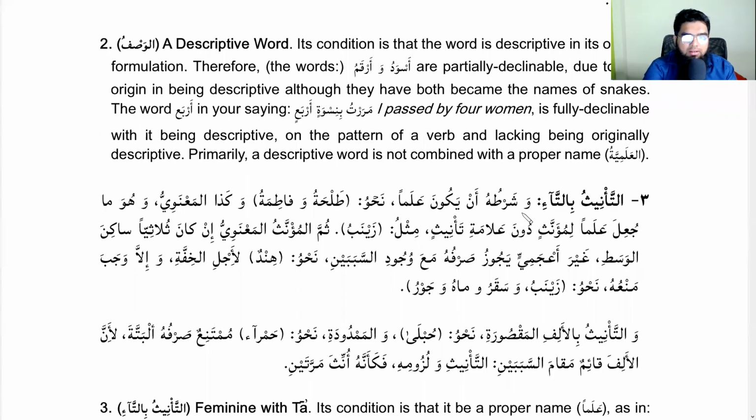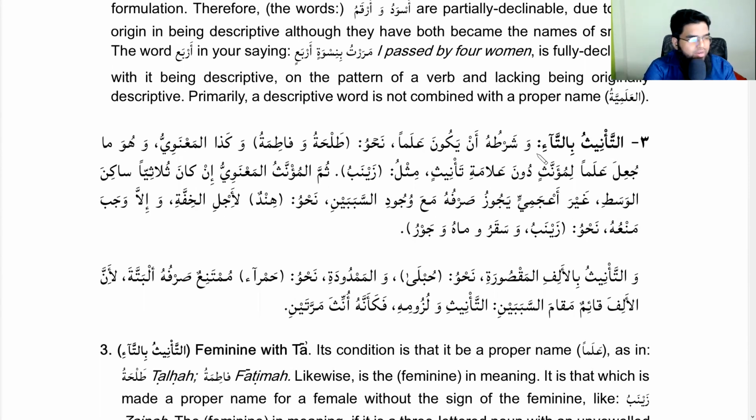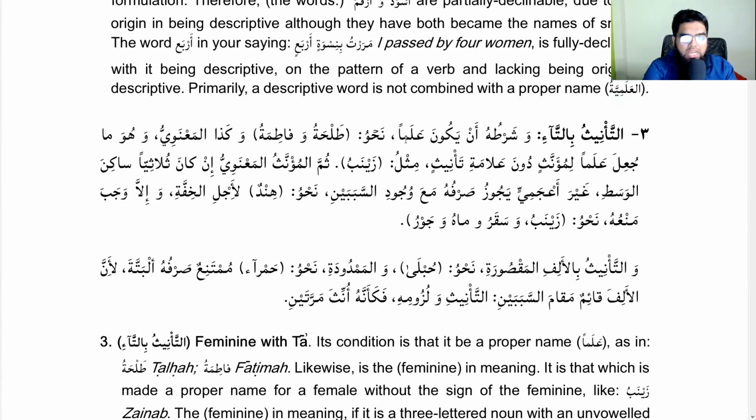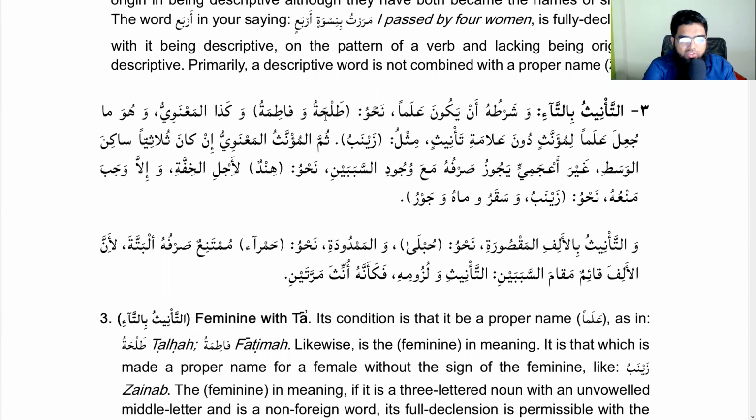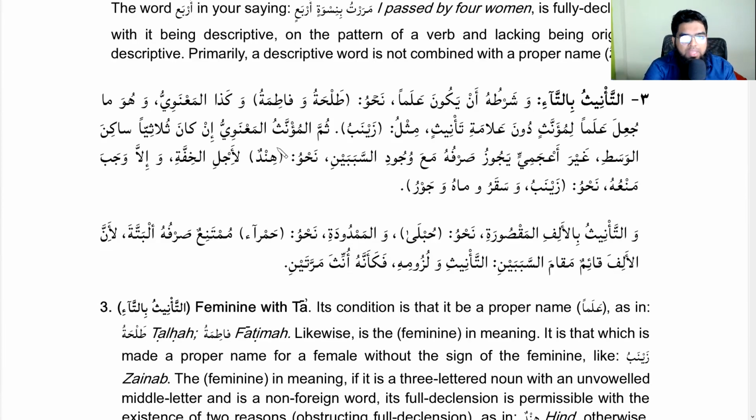التأنيث بالتاء وشرطه أن يكون علما, and feminine with ta. So every feminine noun will be a diptote? No. The condition is that it should be a proper noun. علما نحو طلحة وفاطمة. It could be a masculine name, Talha, or it could be a feminine name. The condition is it should be a name. تأنيث بالتاء. The ta marbuta should be there at the end. وكذا المعنوي. And similarly, feminine in meaning.